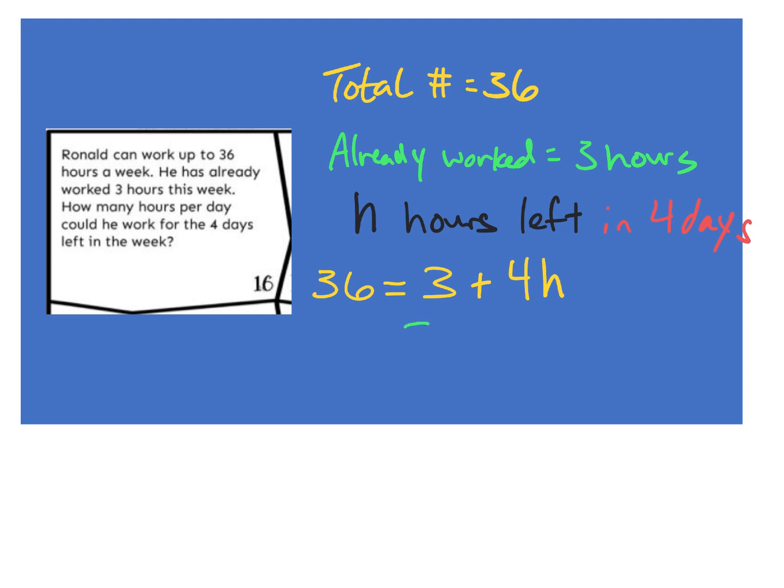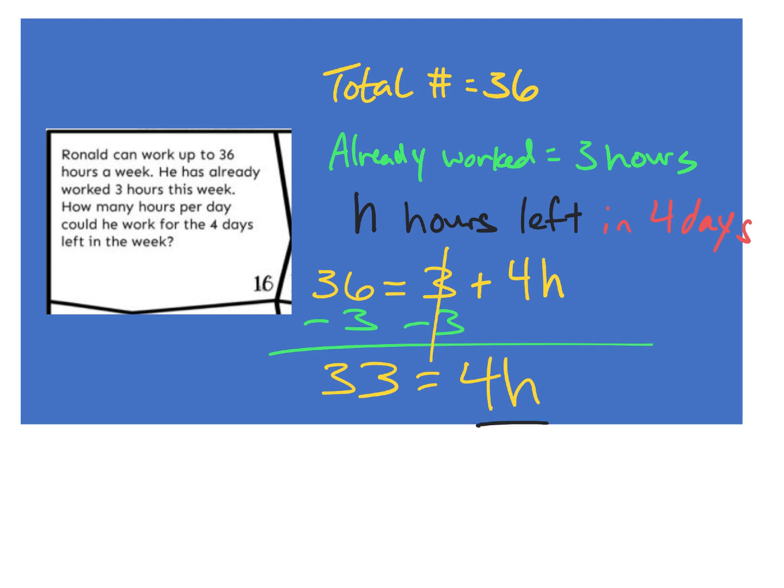So I'm going to subtract 3 from both sides. 33 is equal to 4H. Well, to figure out how many hours I have to work each day, what do I need to do now? Divide it by 4. Now, I'm going to be honest with you. A lot of you are going to freak out right now. Because guess what happens when you divide that? You get a decimal. You get 8.25.